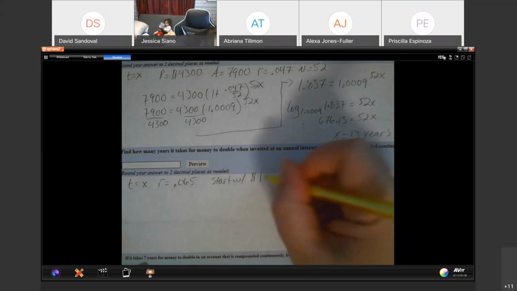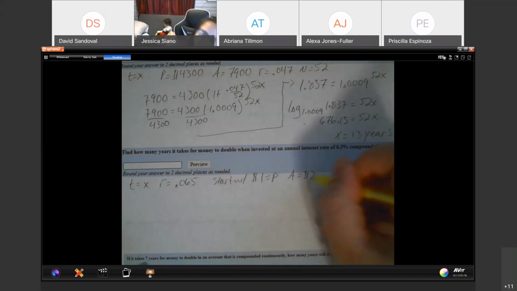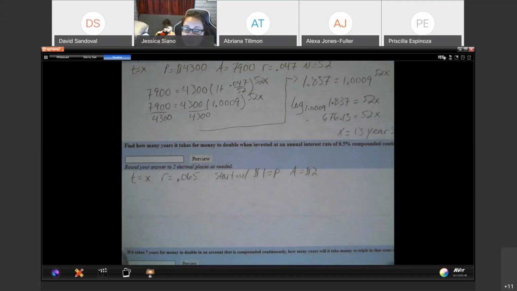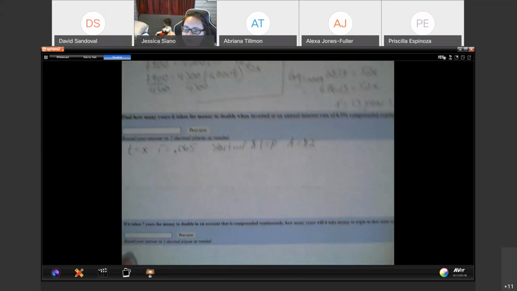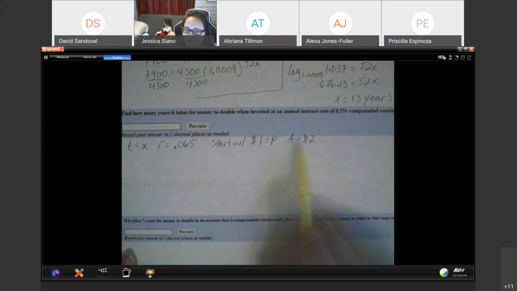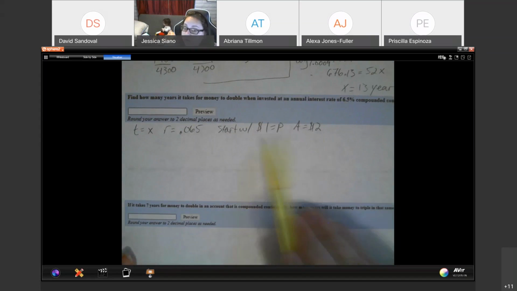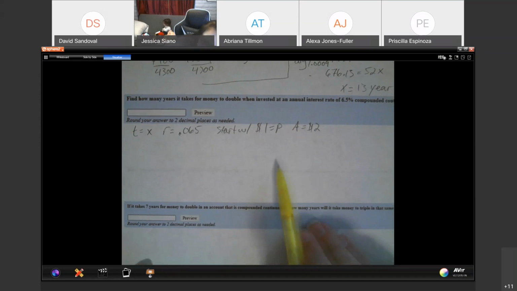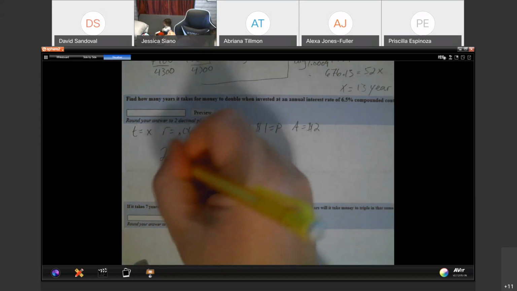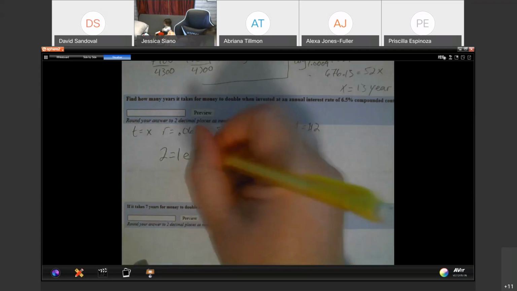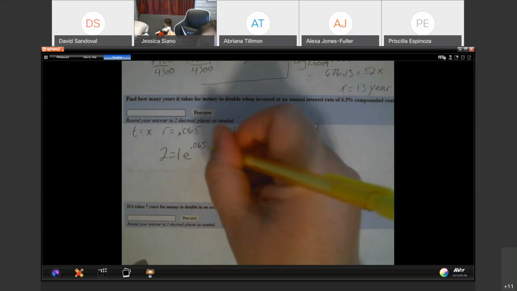So that's my P. So then my A would be $2. I'm picking the easiest numbers I possibly can. And you can do this every time you have a question that's asking you about doubling. Make P 1 and A 2 because that's double. You could make P 50 and A 100 because it's double. You can plug in anything you want here as long as your A value doubles your P value. Okay, so we needed Pe to the rt. So 2 equals 1e to the 0.065x.